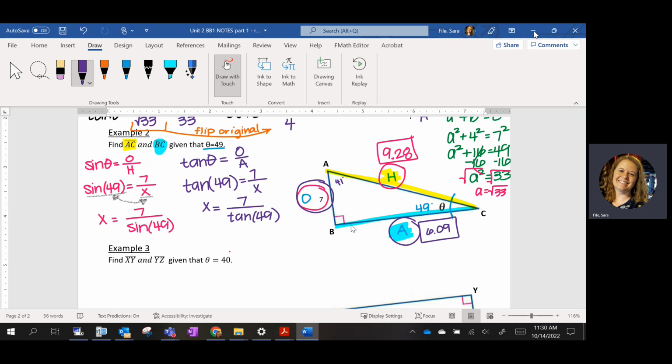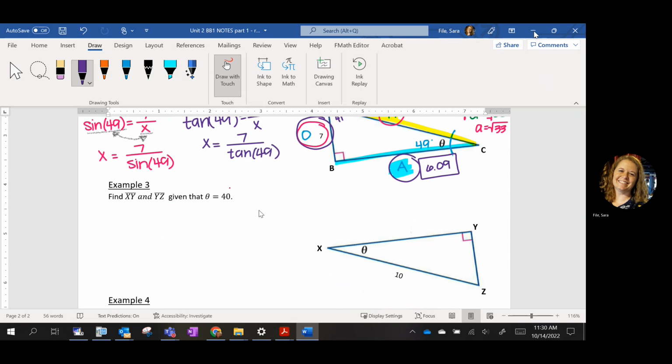The other reason is if you use Pythagorean theorem, you're probably going to use this rounded number and it's going to throw your decimal off slightly. This is a more accurate answer because we didn't use rounded numbers in our problem.